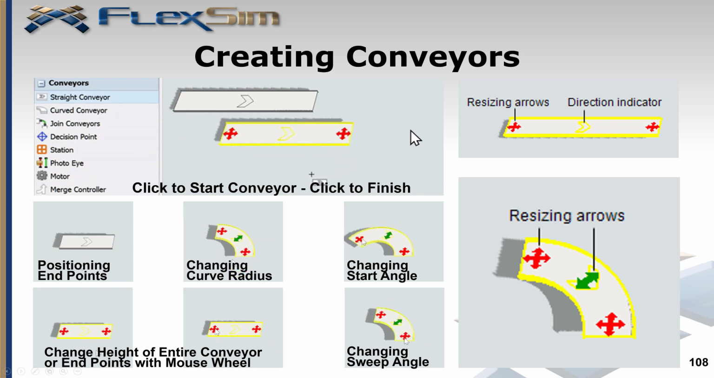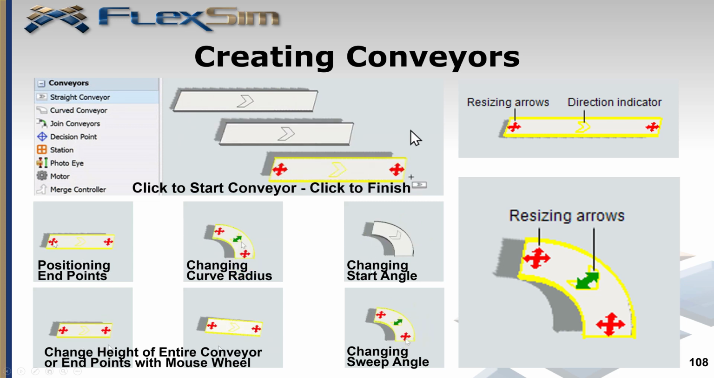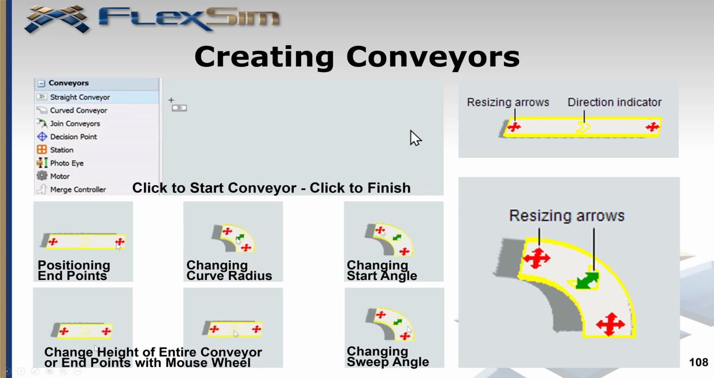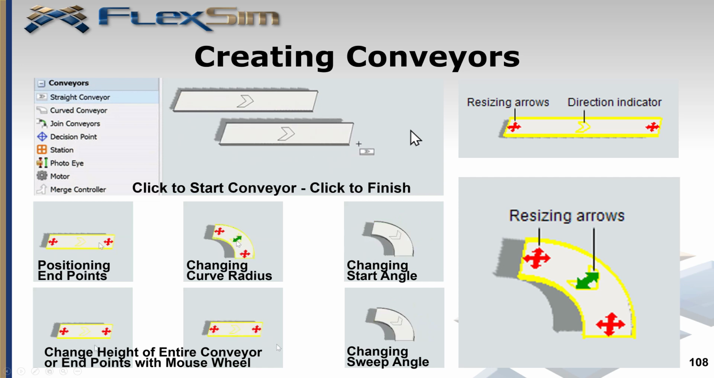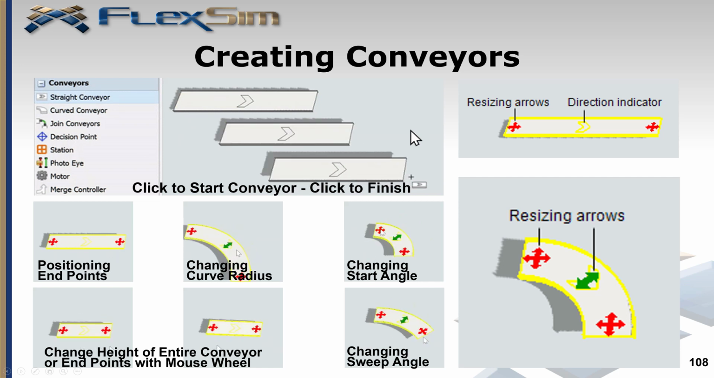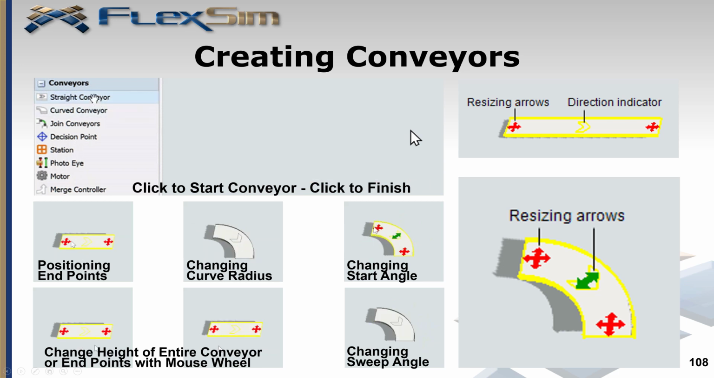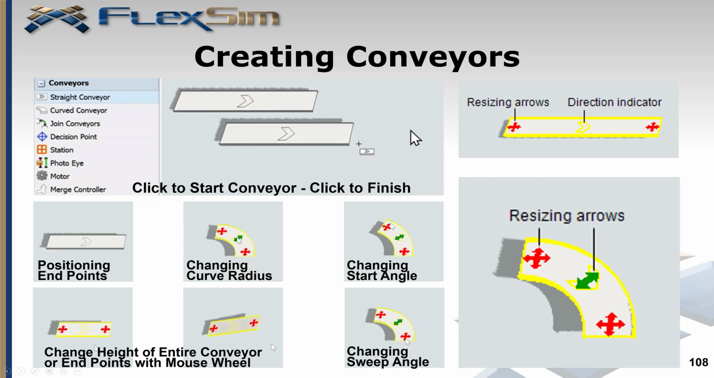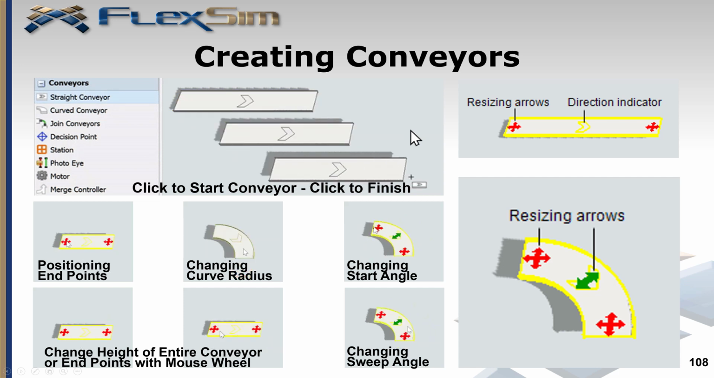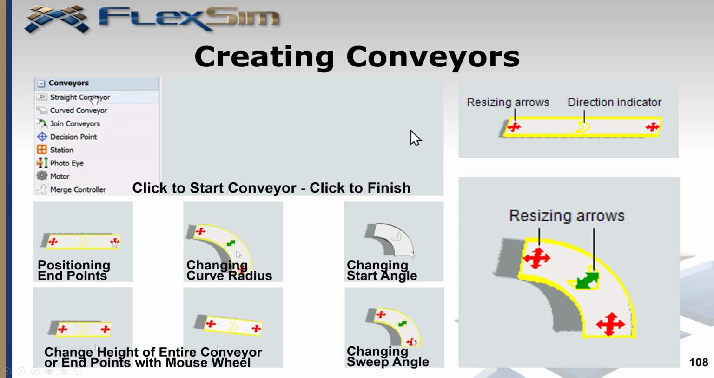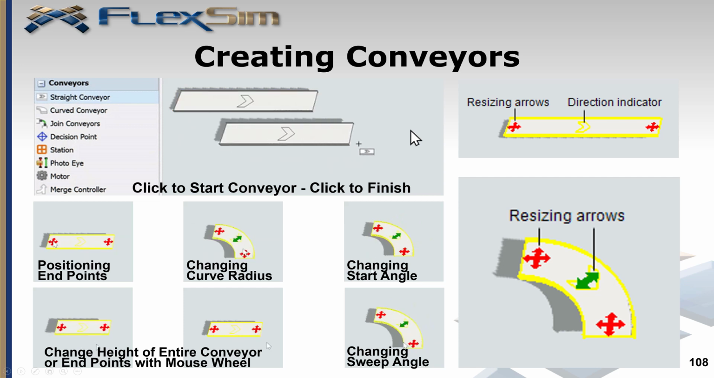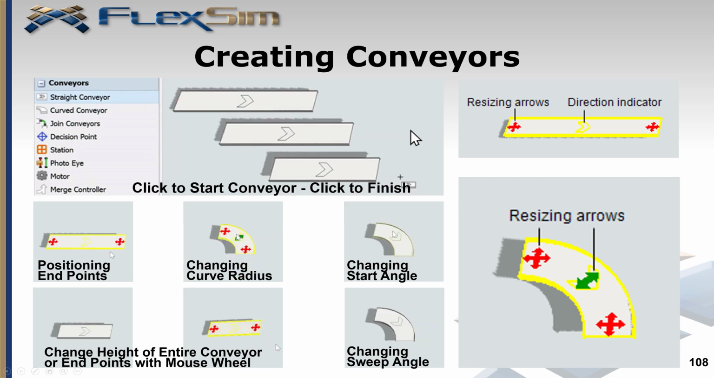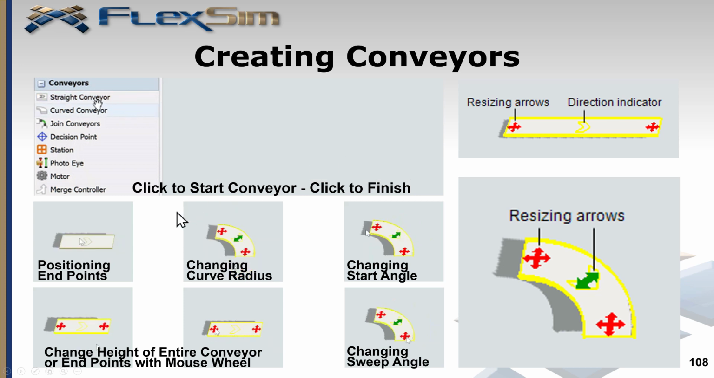Conveyors have two ends, respectively called the start and the end in FlexSim. Although these two ends are connected, they can be moved, rotated, and resized independently. The start is where flow items enter the conveyor, and the end is where flow items leave the conveyor. We can move or resize a conveyor as a single unit, or we can move or resize the start and end of a conveyor separately, as shown in these animated GIFs down here.